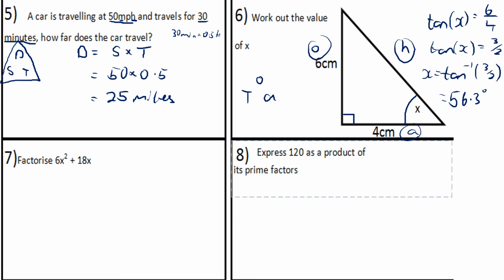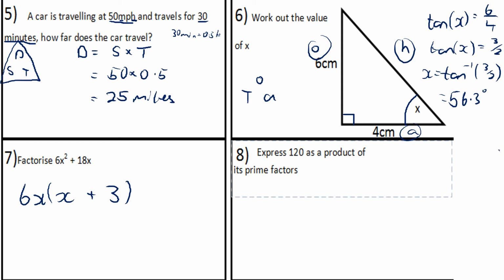Okay, so next one, we've got a quadratic again, but it's a little bit different from the other one. It's not a double bracket one, it's a single bracket quadratic. So we want to find the highest common factor of 6x squared and 18x. The highest common factor of 6 and 18 is 6. The highest common factor of x squared and x is x, so we can take a 6x outside. What do we multiply 6x by to get 6x squared? We multiply it by x. What do we multiply 6x by to get a plus 18x? Plus 3.